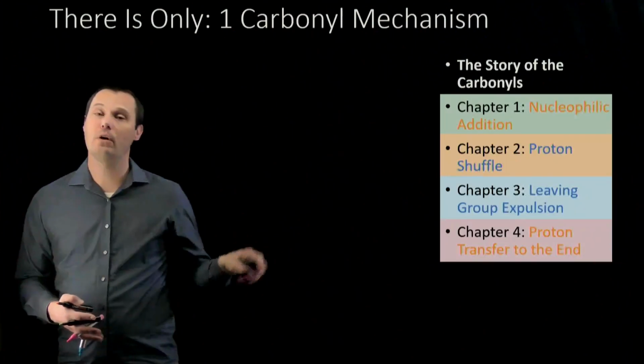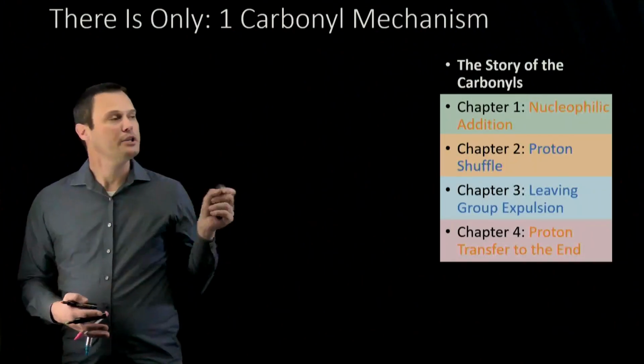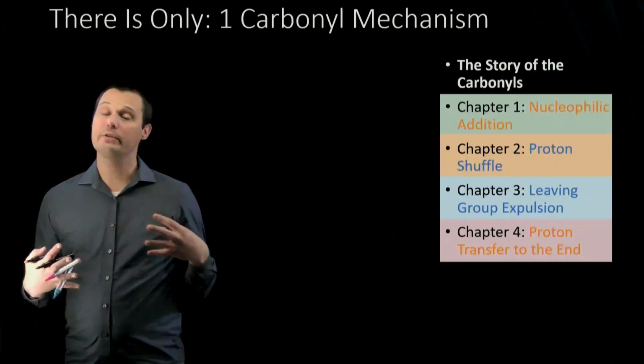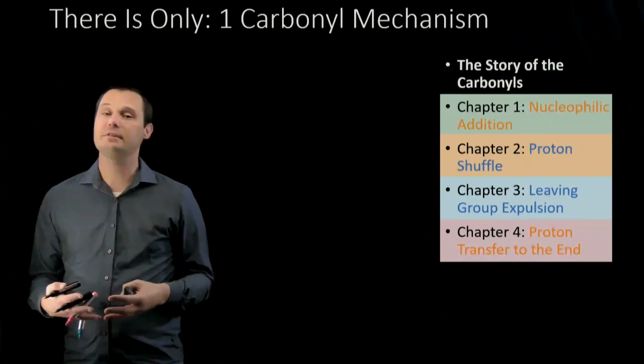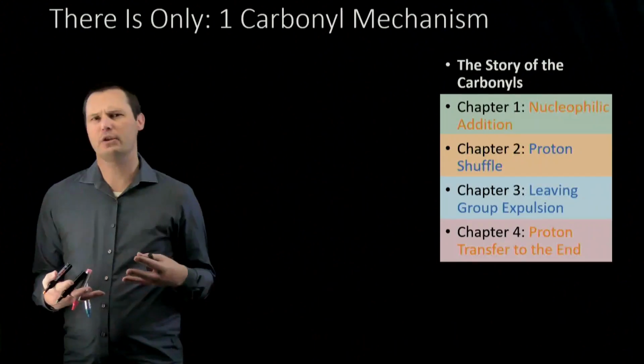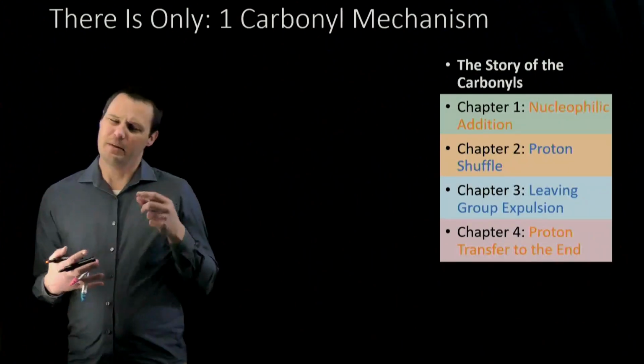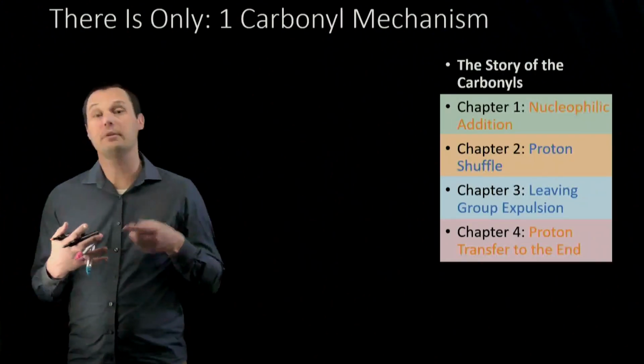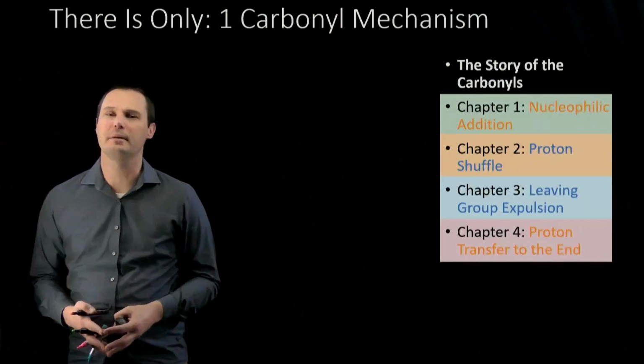Stay tuned where I go through all 4 of these chapters in detail. Chapters 1 and 4 pretty much occur in every single mechanism. Chapters 2 and 3 we'll see are somewhat optional. So just like your favorite children's book series, the plot changed a little bit every time, even though the overall story arc was pretty much the same for every book.